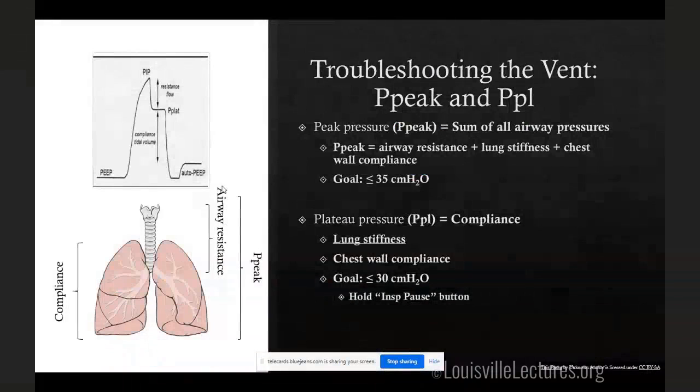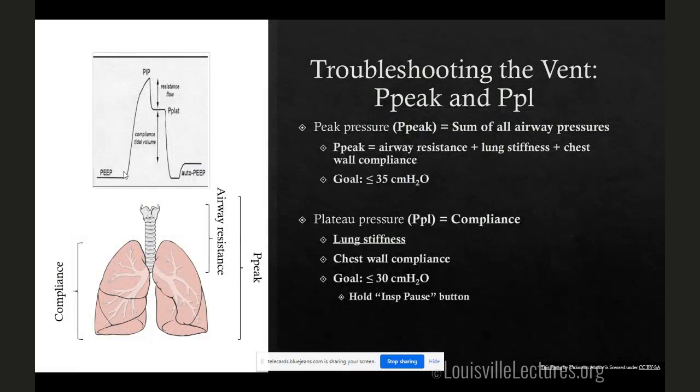We talked a little bit about peak pressures and plateau pressures on the vent. So what is a peak pressure? The sum of all the airway pressures. So you have your PEEP, and then all of a sudden you have all the airway pressures from the resistance of the large airways, the medium airways, the stiffness of the lung, so the compliance, and the chest wall compliance. That should generally be, for most people, less than 35. We target that because at that 35 threshold, that's when you start incurring lung injury.